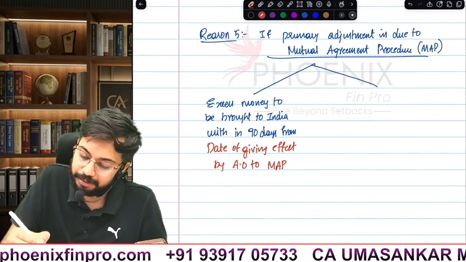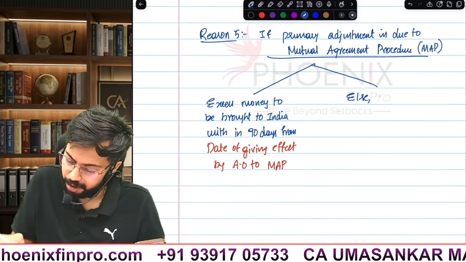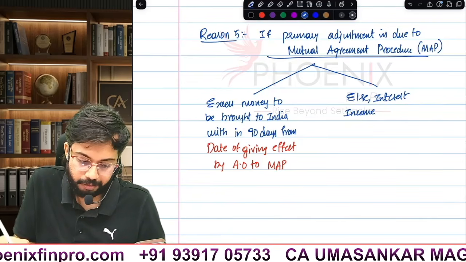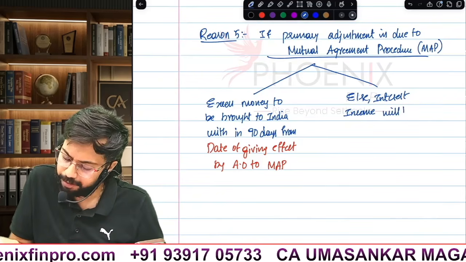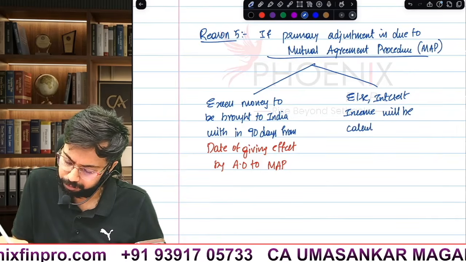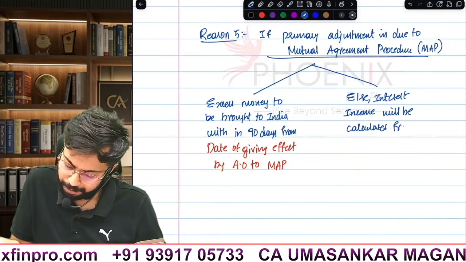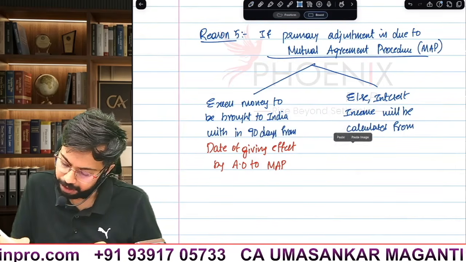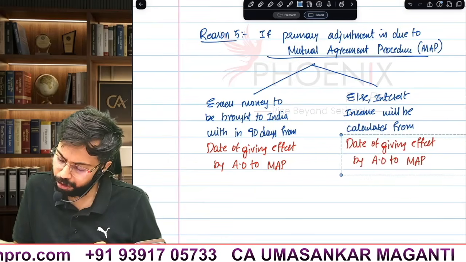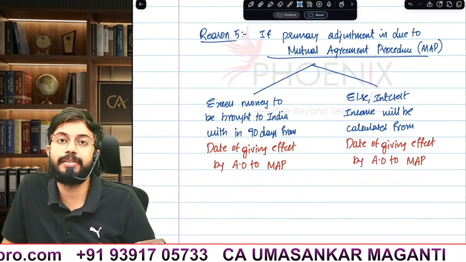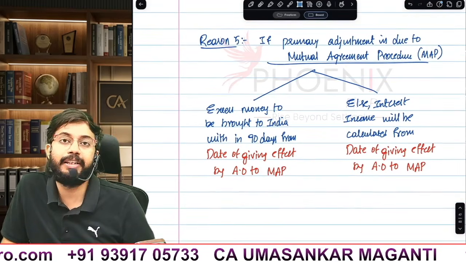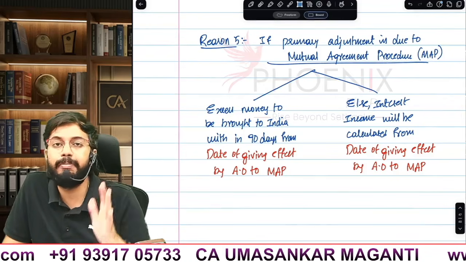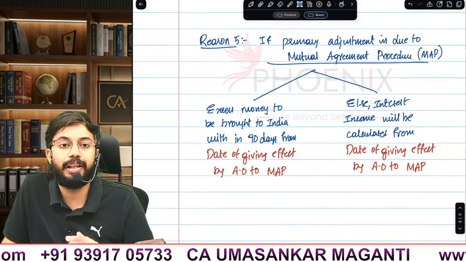Otherwise, interest income will be calculated. Interest income will also be calculated from the date of giving effect by the assessing officer to the mutual agreement procedure. Are you able to understand? So these are the 5 reasons where you have to do secondary adjustment. Out of these 5, the first 3 are very important. Go through them sufficiently.